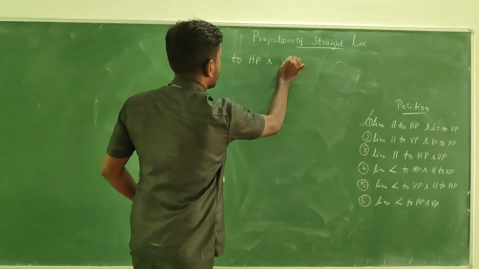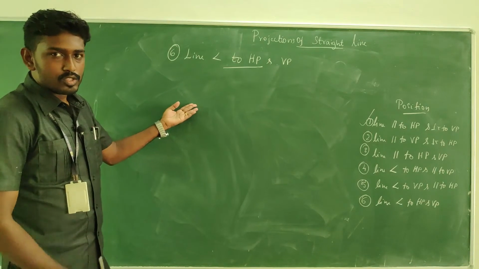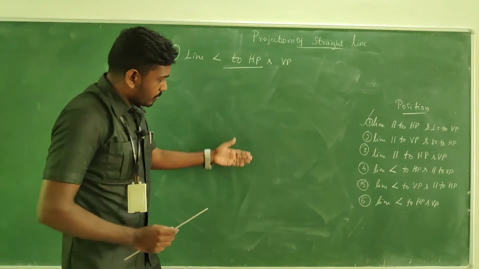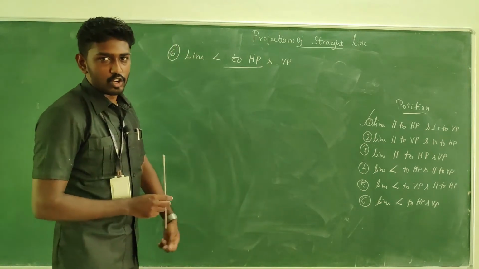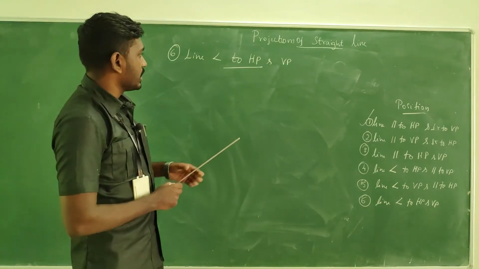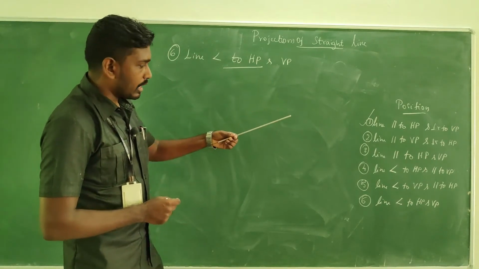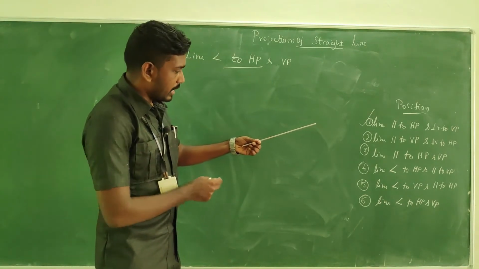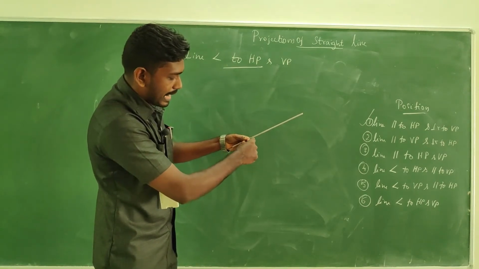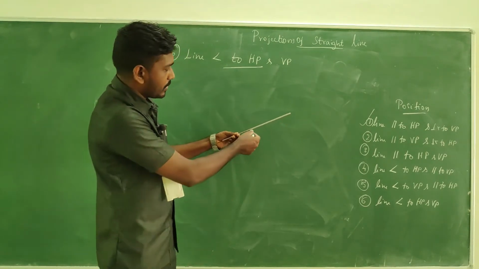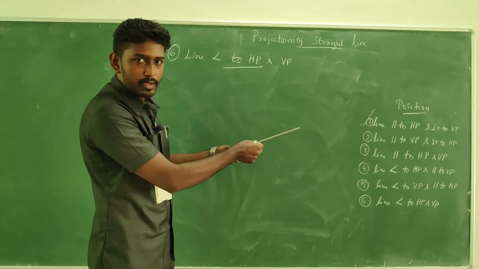And to VP. See, this board is a vertical plane and this ground is a horizontal plane. And if it is the case for the position of the line, I can say, if I keep it like this, what is it making? It is making inclination with the HP, and with the VP it is parallel.